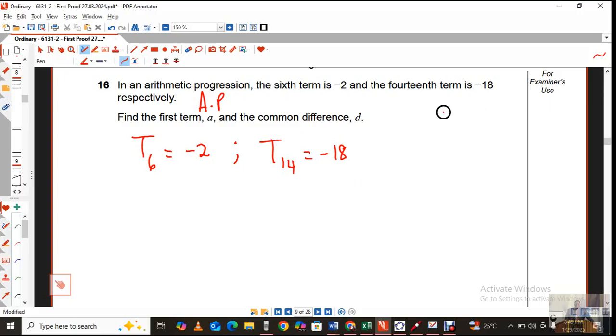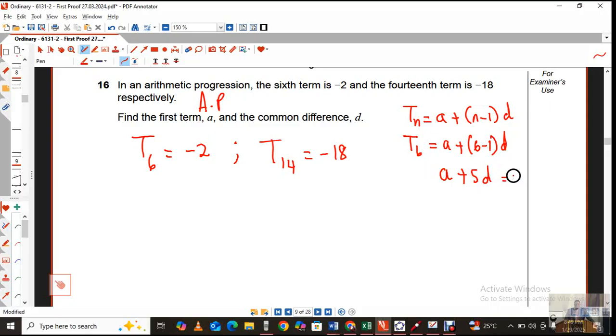Now, let me say something so you can get it. The formula is T sub n is equal to A plus n minus 1, and I'll put my d over here. Doesn't matter where you put it. So the 6th term, if it's 6, I'll have A plus 6 take away 1, d. So it's going to be A plus 5d, it's always 1 less. This is equal to the 6th term. But what were we told? What is the 6th term? So A plus 5d is equal to negative 2. This is going to be my first equation.